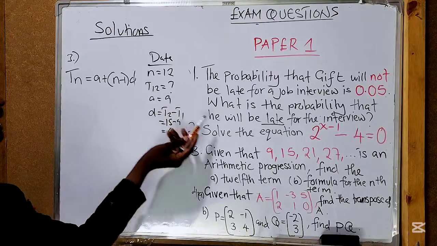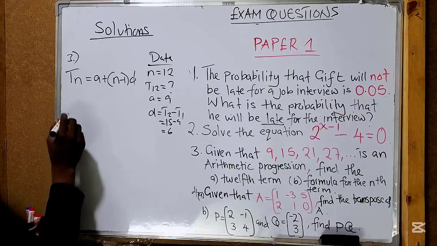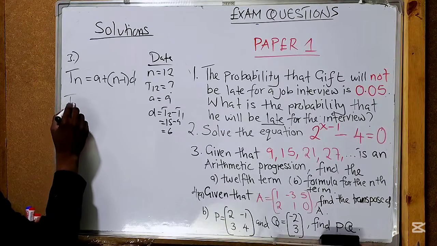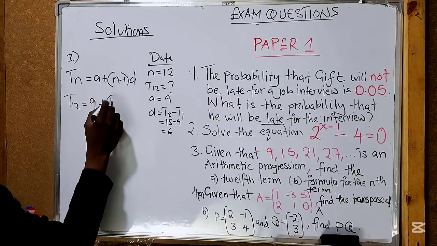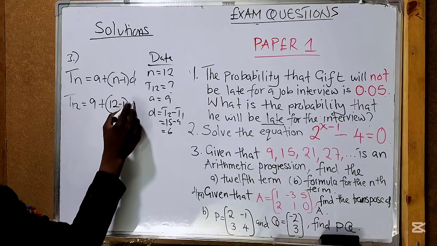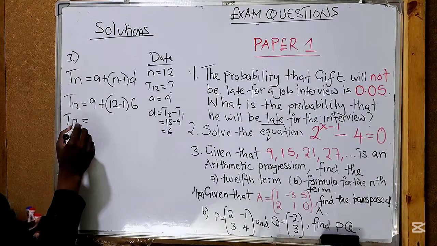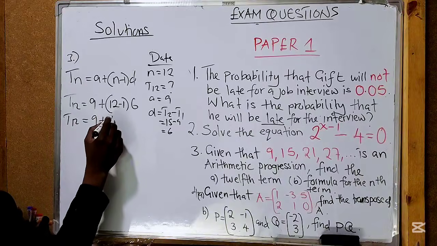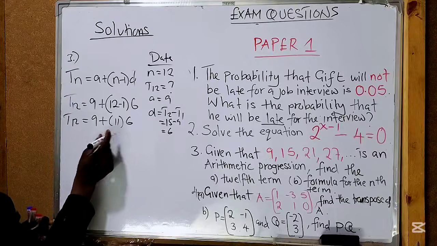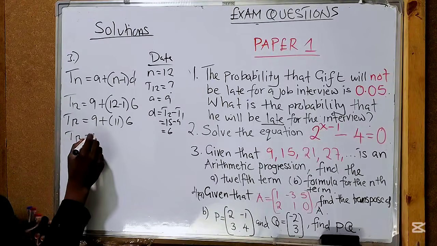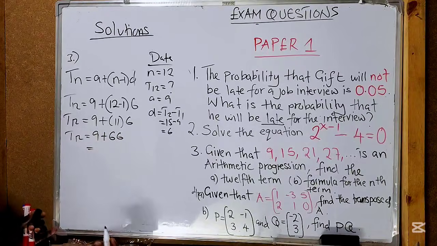A is 9 here. Then D is 6. So we're going to say T12 is equal to A plus open bracket N, which is 12, minus 1 close bracket D. D is 6. So let's start with what is in the bracket here. T12 is equal to 9 plus, this is 11. Here we're going to multiply. We can't add here, so we multiply. T12 is 9 plus 66, because 6 times 11 is 66.